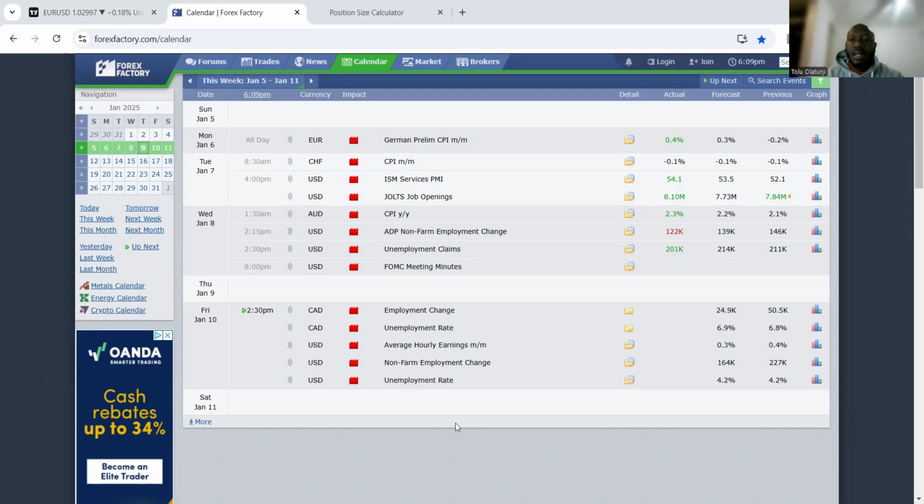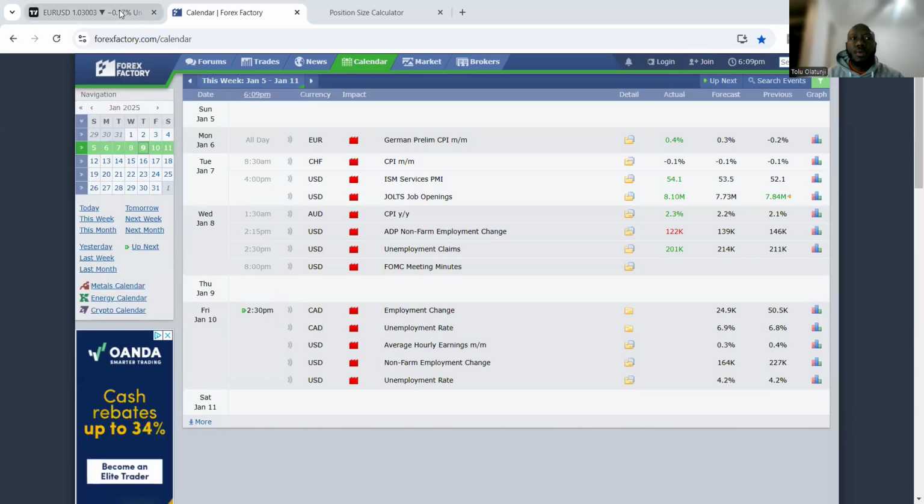Having a look at the calendar right in front of us, you can see clearly Friday, January 10th, will be for the non-farm payroll. So by 2:30 p.m. West African time, it's about 1:30 p.m. UK time, we should have some serious volatility for CAD and also for the US dollar pairs. So pay attention to that, especially if you are a newbie, a beginner.